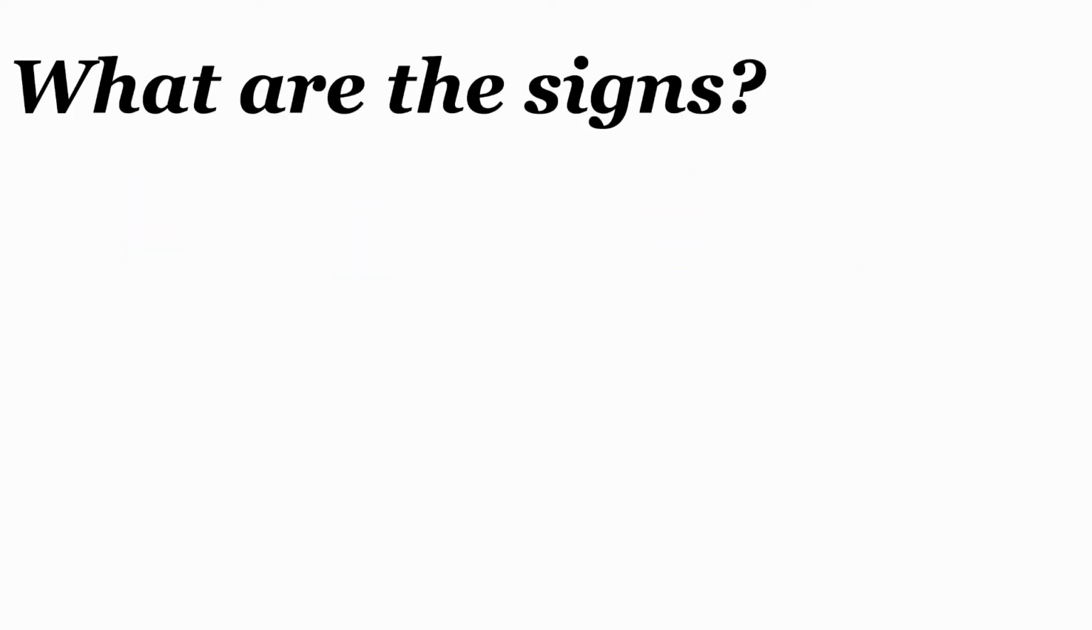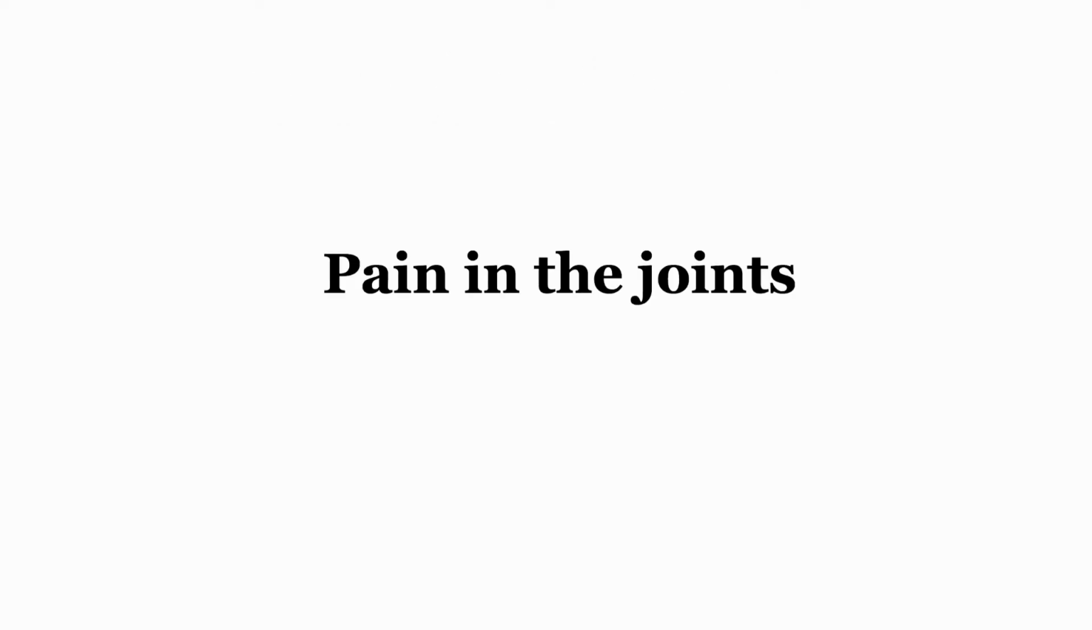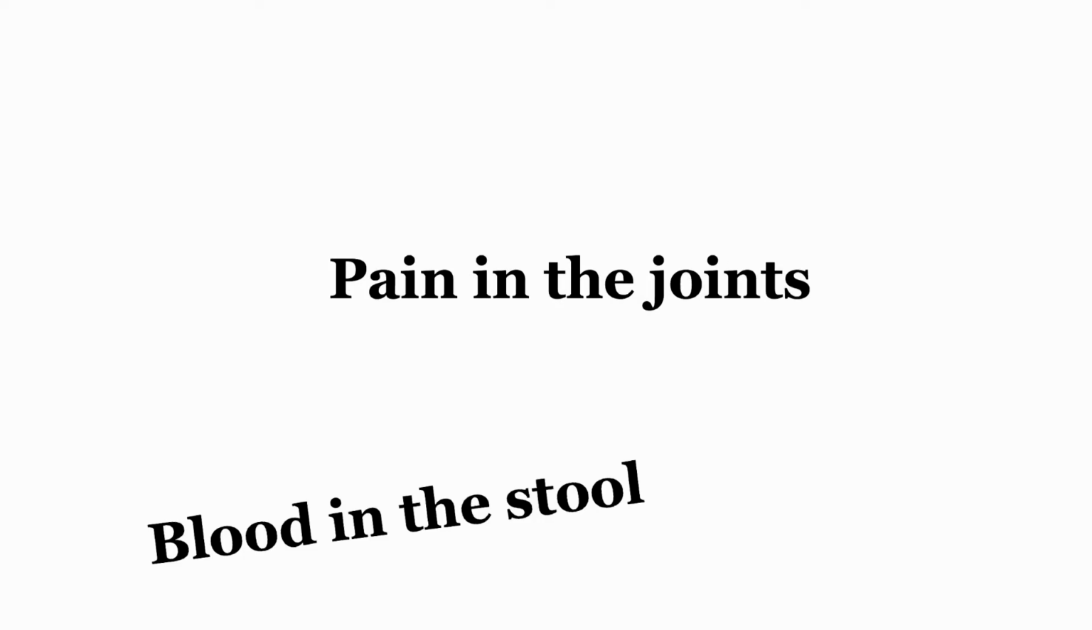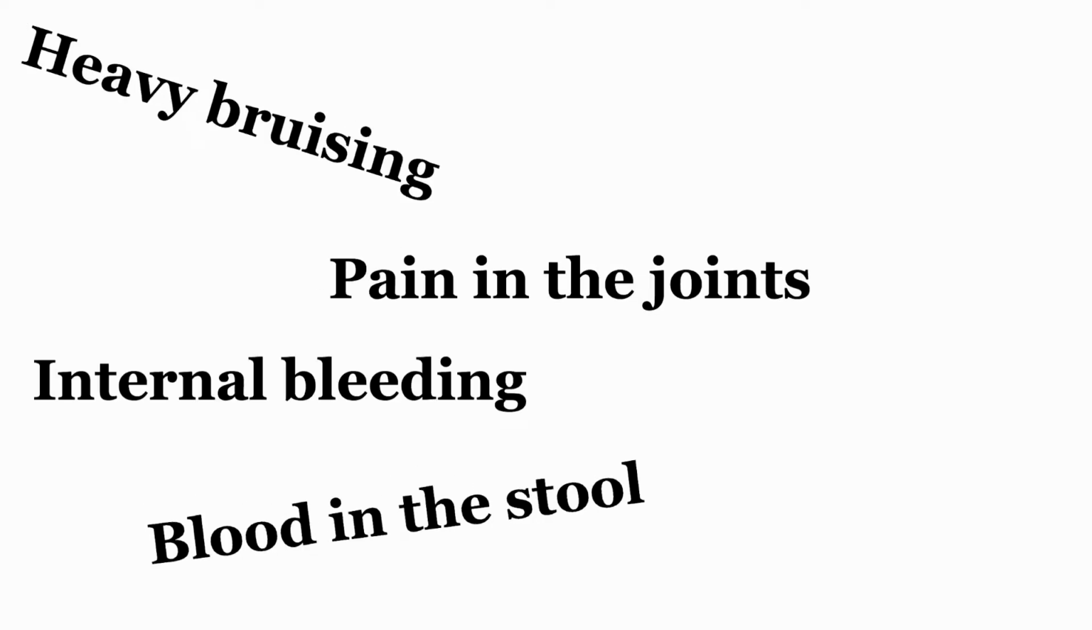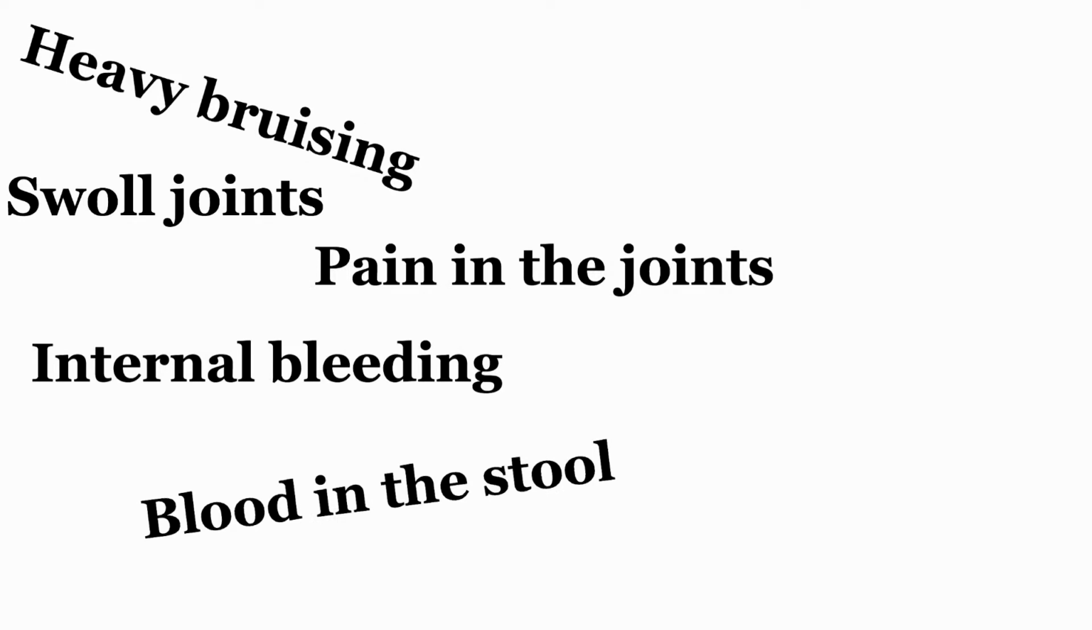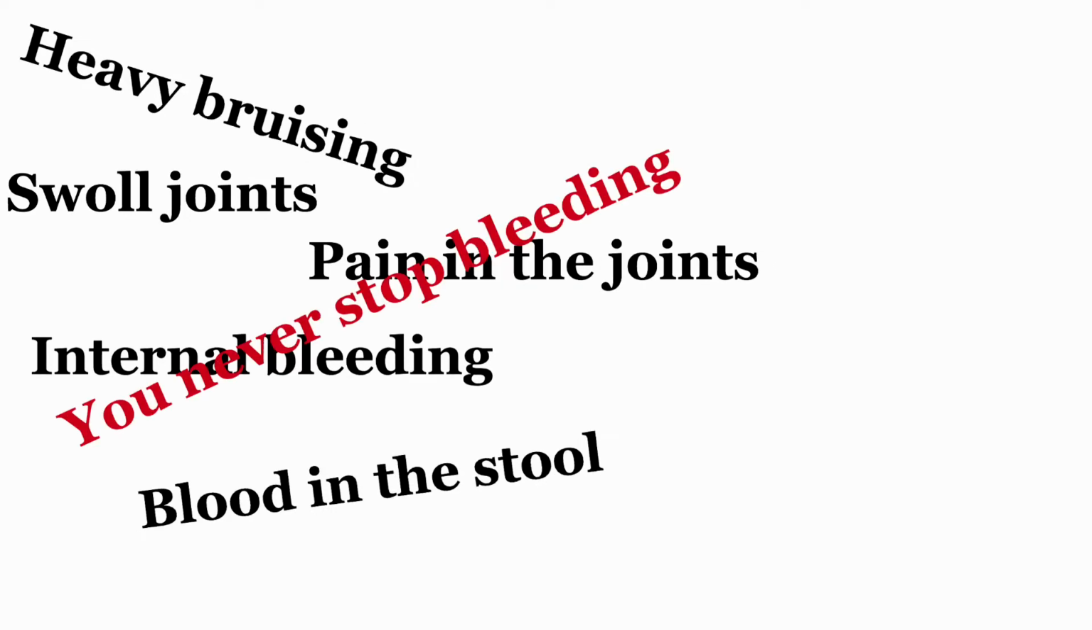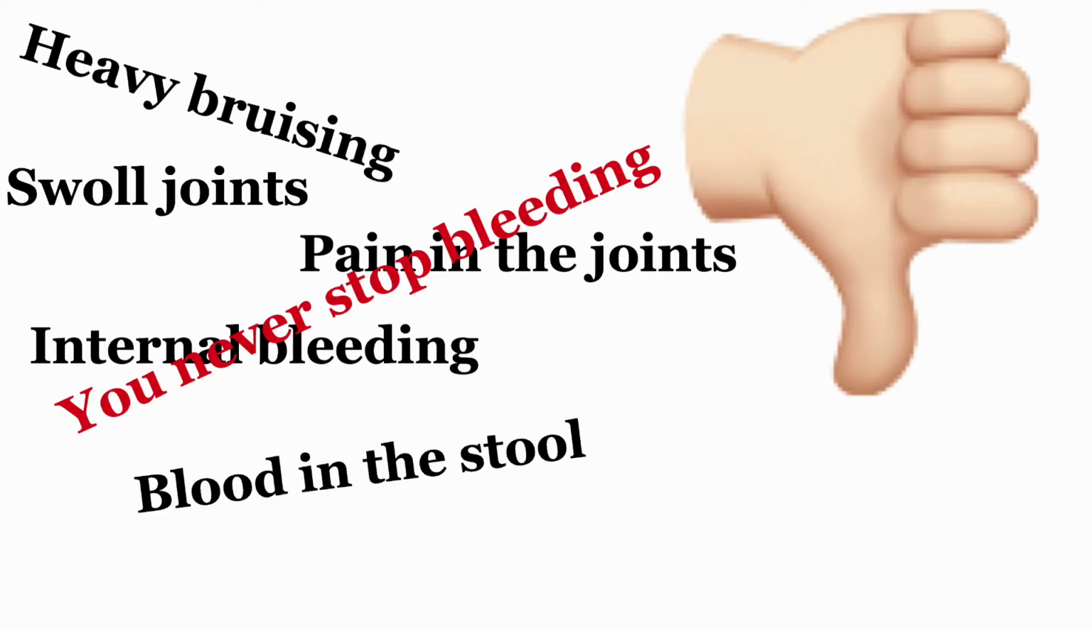We now know that hemophilia is when the blood does not properly clot. So what are the signs and symptoms of that? Pain in the joints, blood in the stool, heavy bruising, internal bleeding, swollen joints, and you never really stop bleeding. Most of these symptoms are very painful to a person who has hemophilia, and something that we can relate to as people without it is bursitis.